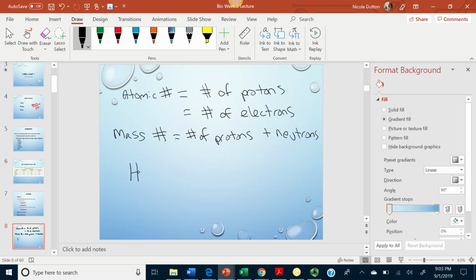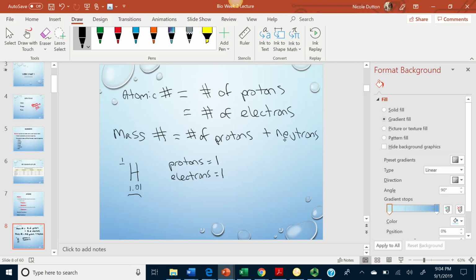So if we have hydrogen with a 1 and a 1.01, this is our atomic number because it's the smaller of the two numbers, and this is our mass number. How many protons? Well, our atomic number is our number of protons. So there's 1 proton. How many electrons? Well, our atomic number is also our number of electrons if this doesn't have a charge. So in this case, it doesn't, so we have 1 electron.